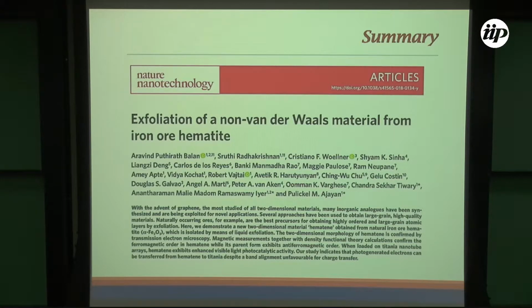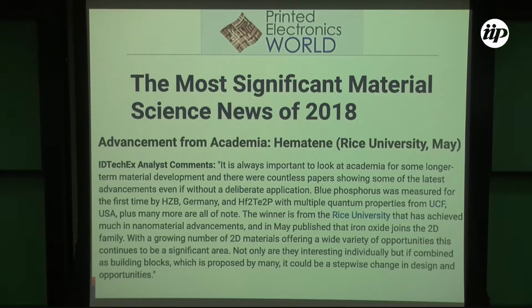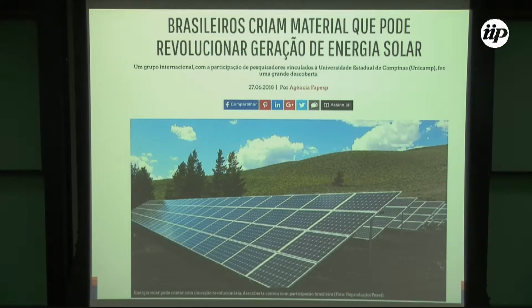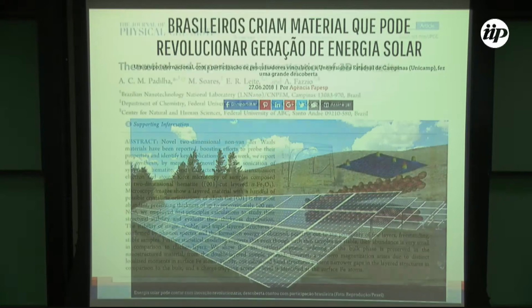The paper was published in Nature Nanotechnology last year. And to our surprise, on a site that overviews scientific and industrial literature, it was considered one of the most important papers of the year from academia. Also because the catalysis increased by more than 100% going from hematite to hematene. There is some speculation that it could be used for solar cells. This is a Brazilian magazine that was not very precise, but it was okay for PR.